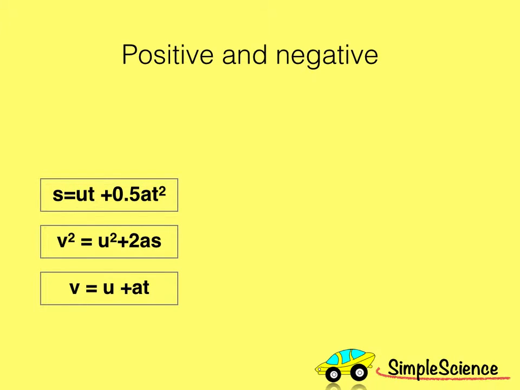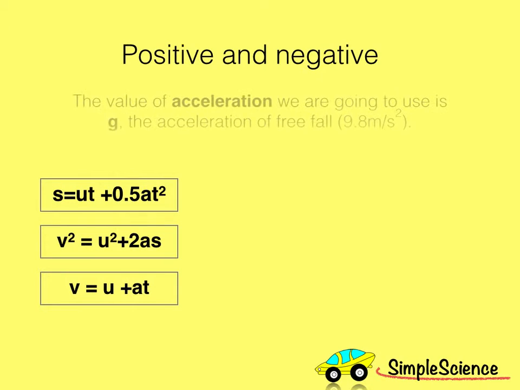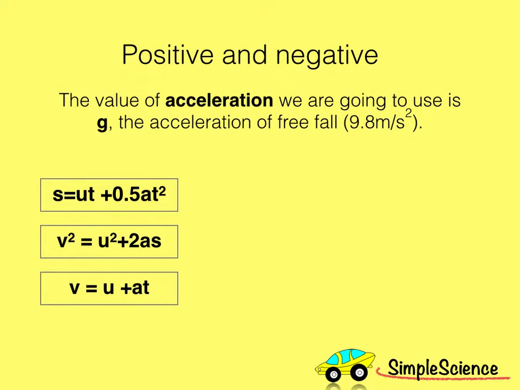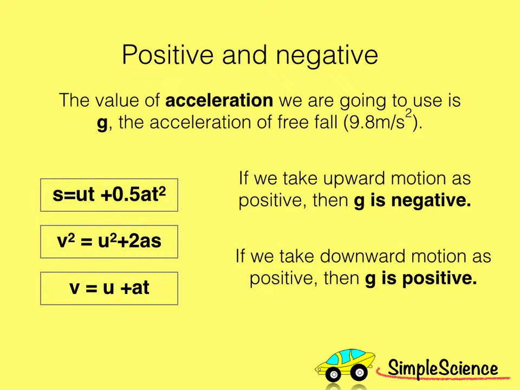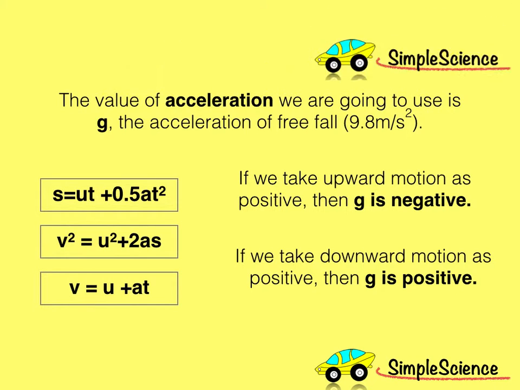So to remind you, the value of acceleration we are going to use for free fall is g. It is the acceleration of free fall, or 9.8 meters per second squared. So it's the value of a you see in these Suvat equations. And it's very important to know whether g is positive or negative. If we take upward motion as positive, which is very common, we're going to make g negative because it's against upward motion, because g is always going downwards, towards the core of the earth. But if we take downward motion as positive, then we can take g as positive because it's in the direction of the motion, which is downwards.